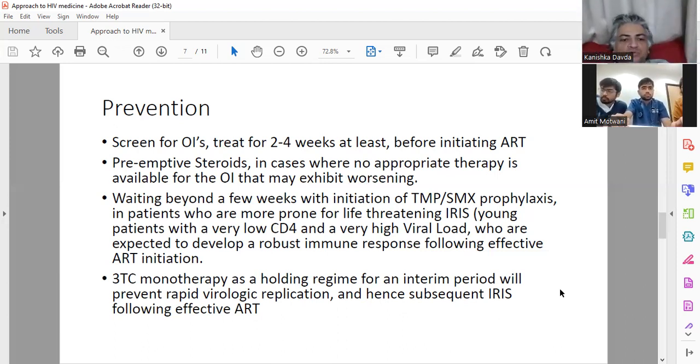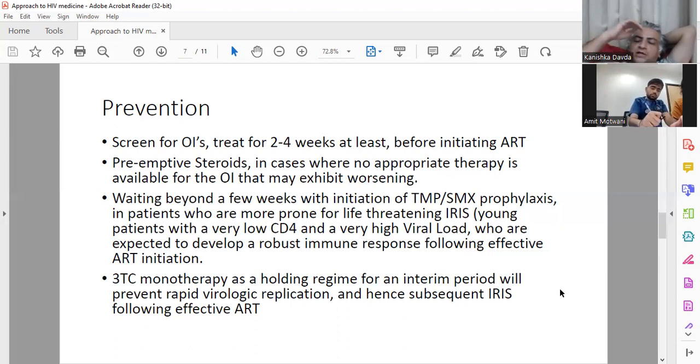जो 3TC monotherapy holding regimen जो सब मैंने लिखा है ना, that actually is not the standard of care. So don't say this in the exam. Okay. That is just a small trick we use. I will explain it to you in person why we do that. But that's not the standard of care. तो ये मत लिखना.